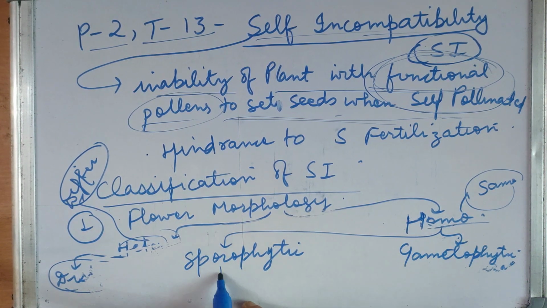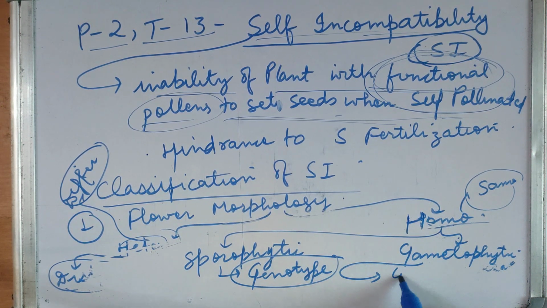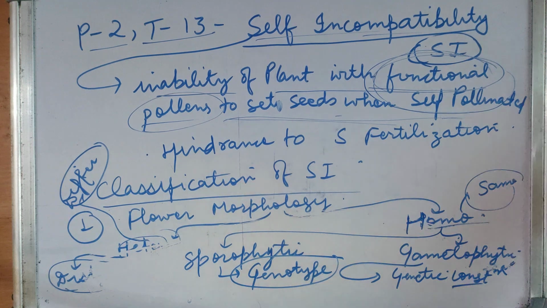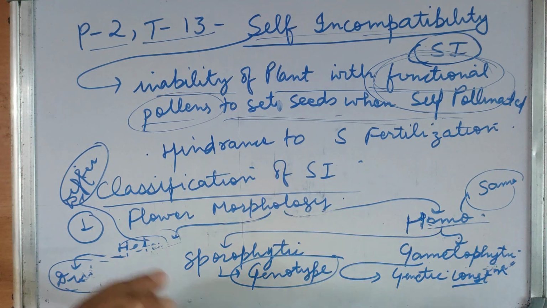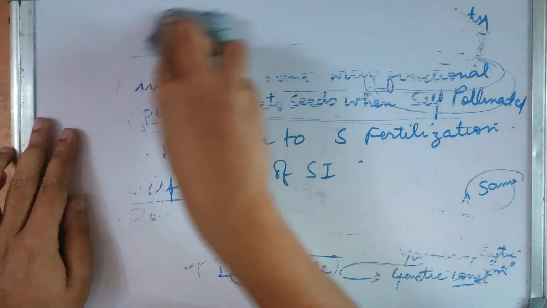In sporophytic SI, that is self incompatibility, is governed by genotype, but in gametophytic it is governed by genetic constitution. So it was the classification based on morphology. Now moving on.